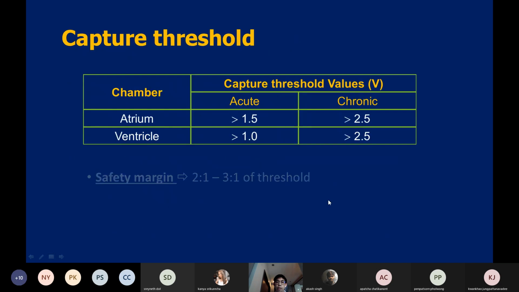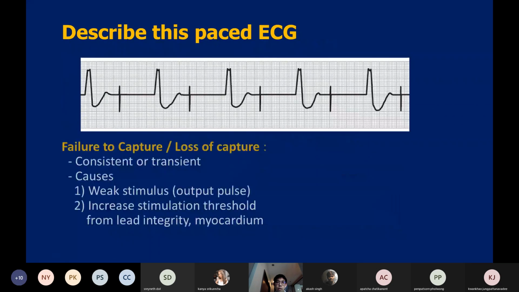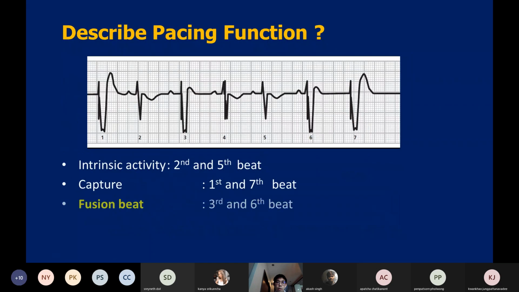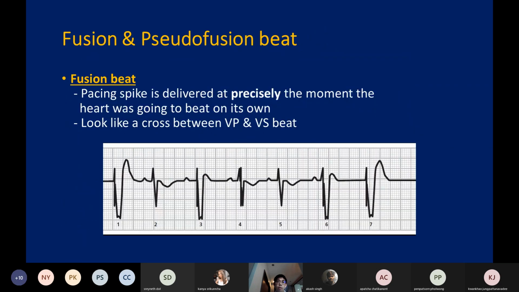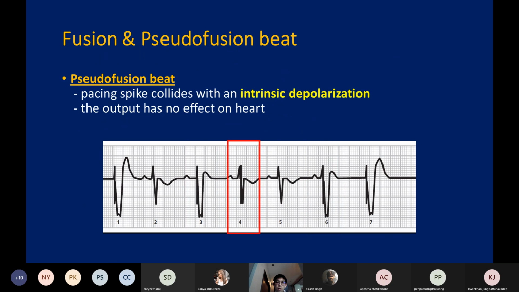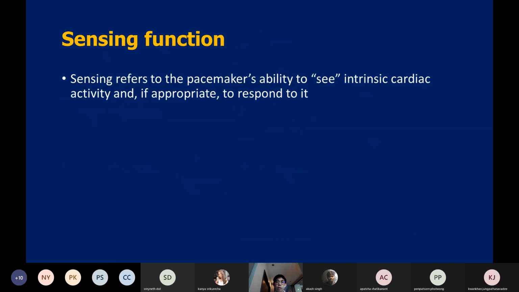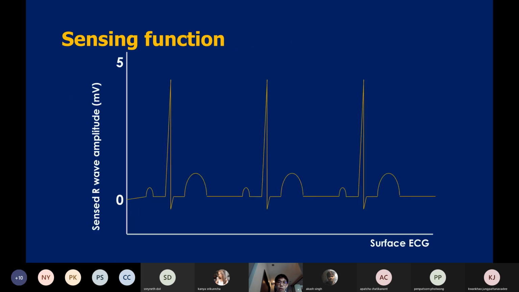And another one is sensing. Sensing is what the pacemaker sees. If the pacemaker sees the intrinsic rhythm, this means the pacemaker could sense the intrinsic rhythm. Okay. Like this one. This is the intrinsic rhythm.